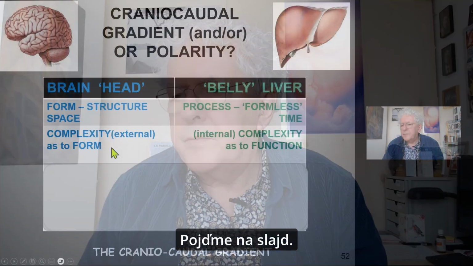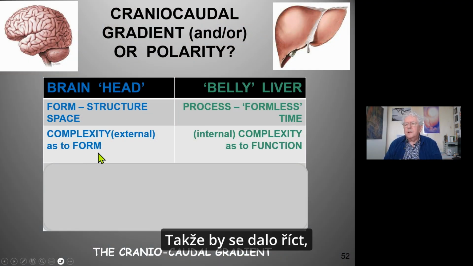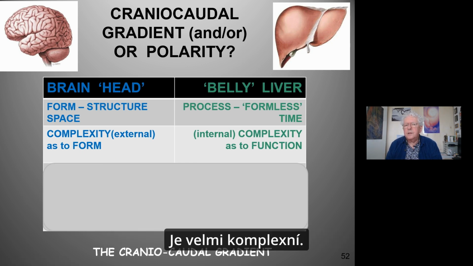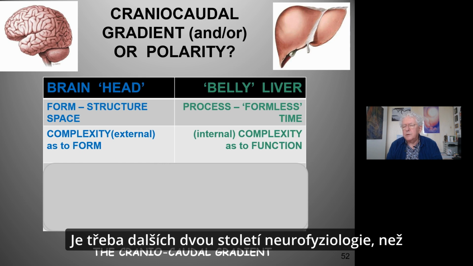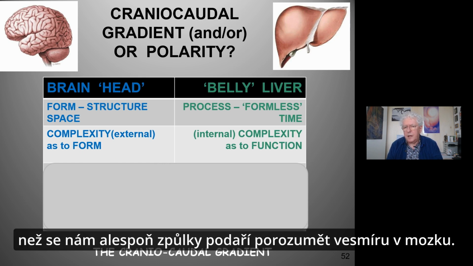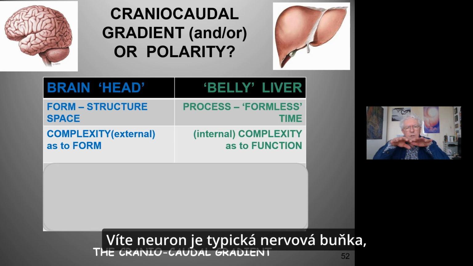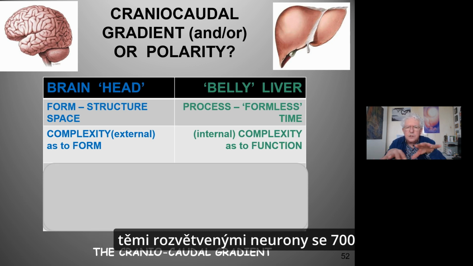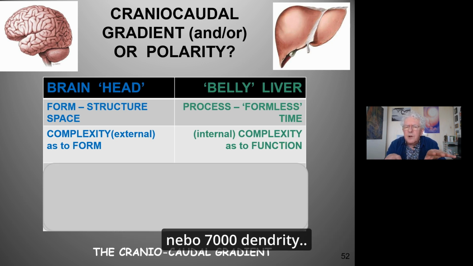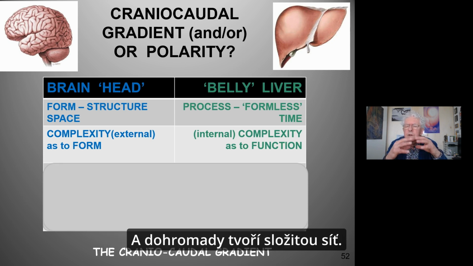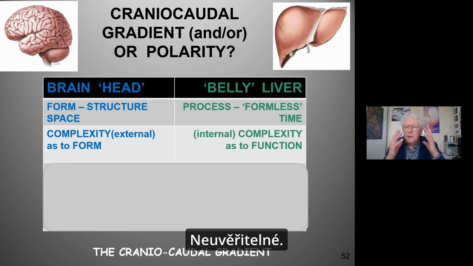Come to the slide. So you could say that the brain is dominated by form, complexity. It's very complex. It will take two more centuries of neurophysiology before we even understand the universe that the brain actually is. This is anatomically simple. There is no typical brain liver cell. The neuron is a typical nerve cell with all the branches. There are neurons with 700 synapses or 7,000 dendrites, and then you have billions of these neurons, and together they make a network. Complexity, unbelievable.